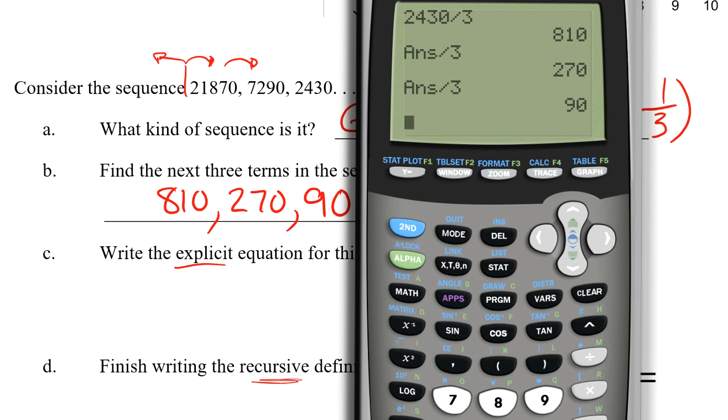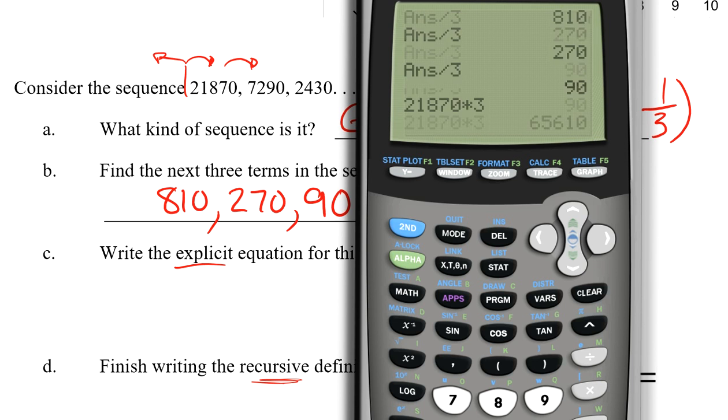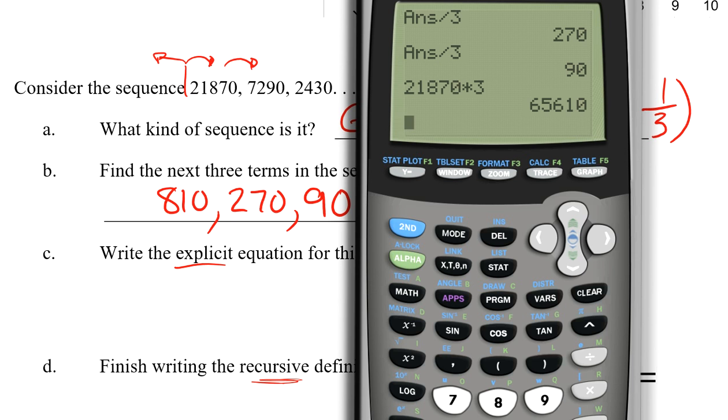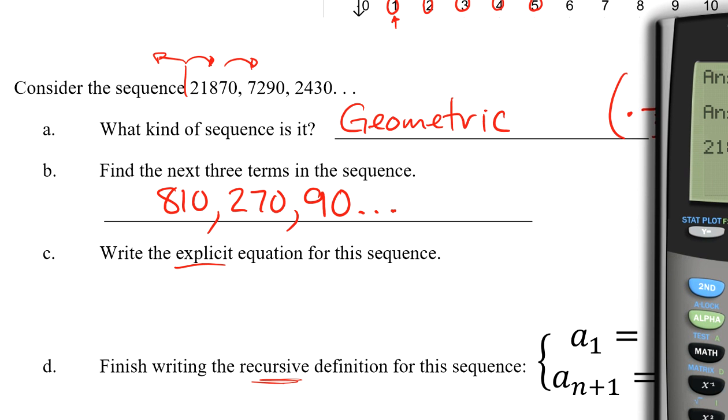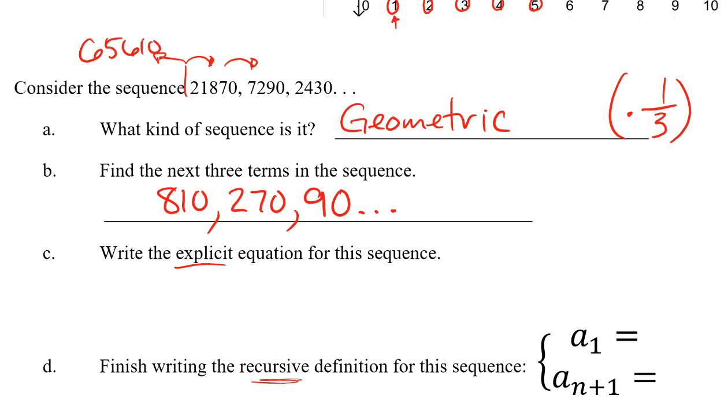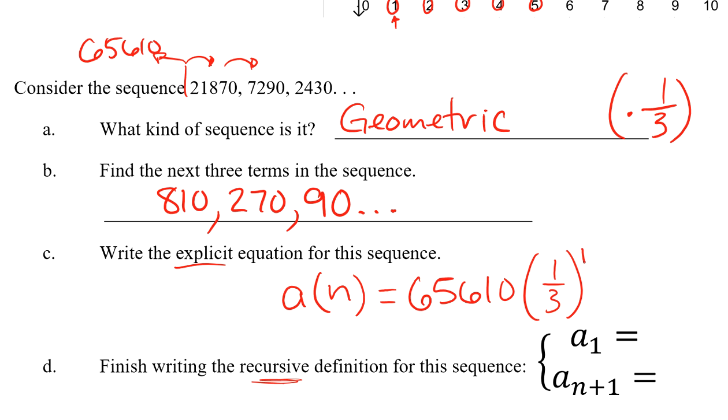So I want to take this 21,870, and I want to multiply that by 3. And when I do it, I get a fairly large number, right? 65,610. So that's my 0th term. So the explicit equation would look like this, right? The value of the sequence for any term number, a of n, is going to equal the 0th term, which is 65,610, times the common ratio, which is 1/3, raised to the nth power.